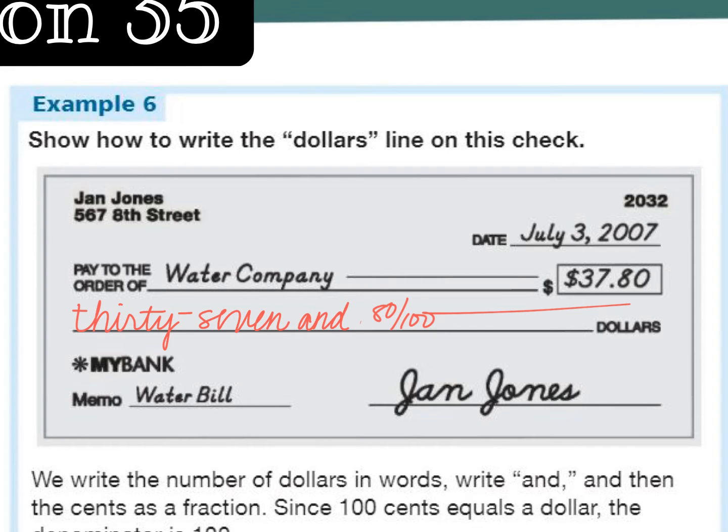So you show the dollar amount, 37, in words, and you show the rest as a fraction. Why? Because a dollar is out of how many cents? 100 cents, like 100 pennies, right? That's representing how many pennies?